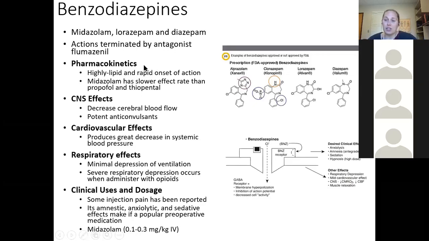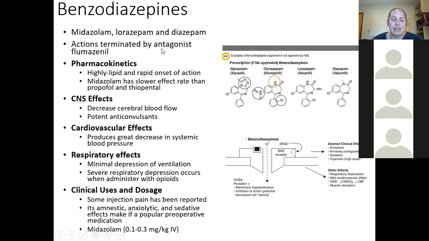And that's a good transition point into the benzodiazepines. Again, they share a similar molecular target. They're both going to be GABA agonists. And so midazolam, lorazepam, diazepam. Here you can see the FDA-approved benzodiazepines and their structures, and some with their more common names. You might know them as things like Klonopin and Valium.